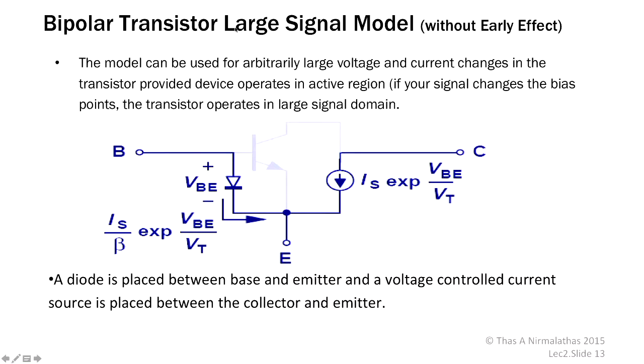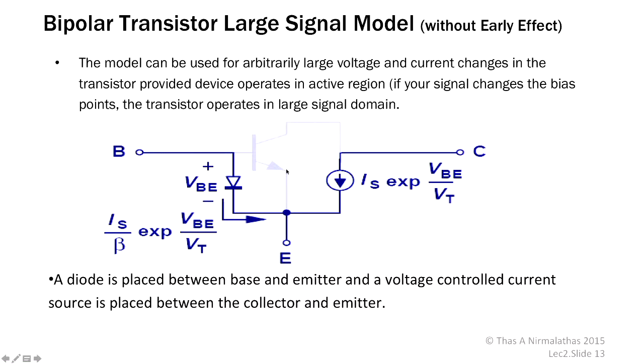And then we draw the large signal model. If your signal changes the bias points, the transistor operates in the large signal domain. When VC is fluctuating, IC, the collector current, will change. So we represent it something like this. A diode is placed between base and emitter, and a voltage controlled current source between collector and emitter.